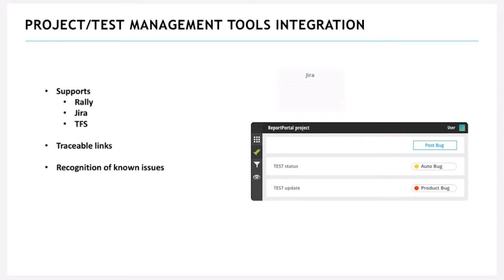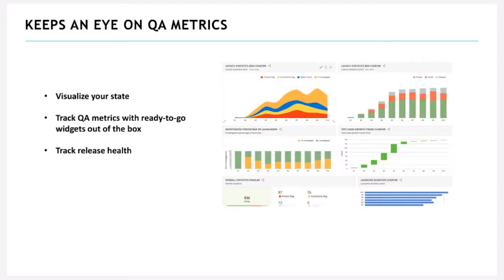There are also some extra parts: it can be connected to test management tools to post bugs and have traceable links with your issues. And since we have all this information stored in a database at your end, you can visualize all the metrics, statistics, and trends, keep an eye on your release health, and understand where your test automation is right now and where your build is.